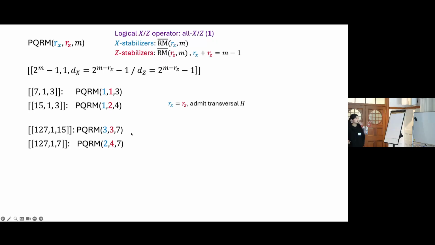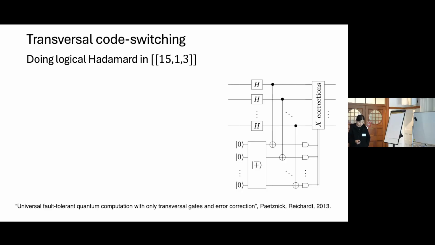And a trick to remember what logical gates they can do is as follows. If you have Rx equals Rz, basically your X stabilizer and Z stabilizer are the same, then this code admits transversal Hadamard. And if 3Rx plus 1 is less than or equal to m, then this code admits transversal T. More generally, you can also prove that if ν times Rx plus 1 is less than or equal to m, then this code admits transversal Z rotation like this. So, higher levels of the Clifford hierarchy.